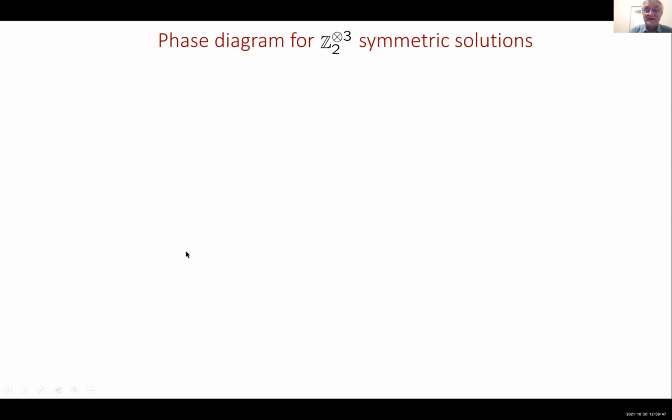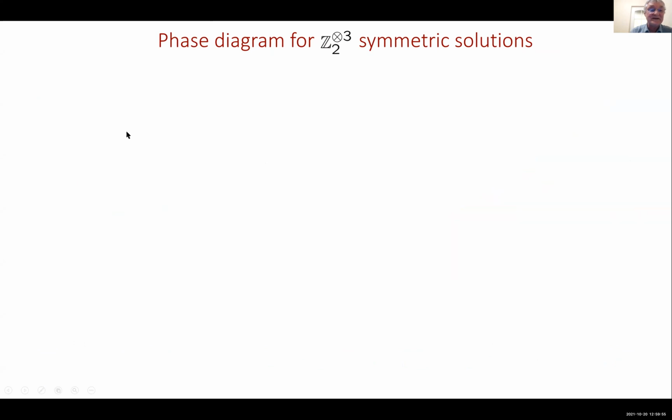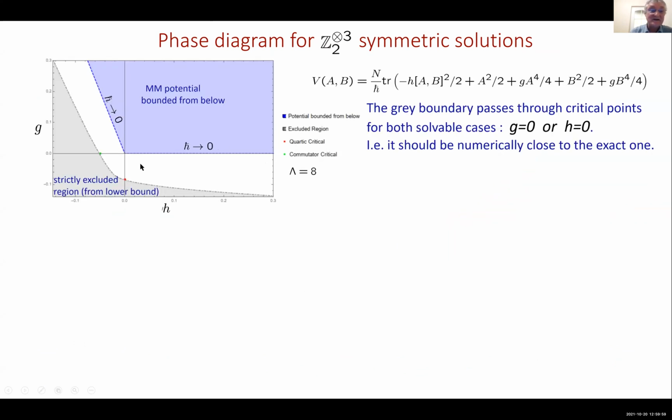Okay, then I show you also a phase diagram for this matrix model, namely this gray. This is a phase diagram in terms of couplings H and G, and it shows the gray area, where the large N solution is strictly excluded. There are no solutions in this area, but in the white area there could be solutions. We already have this line with a good precision, and it can move only up and right, to the northeast. Here we have lambda equals 8, but if we increase lambda, the forbidden area can only grow.